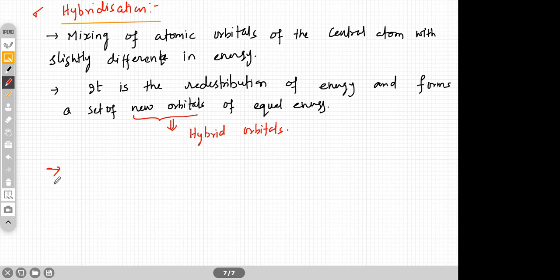So what is the use of hybridization here? What happens in hybridization? We have atomic orbitals of certain different energy, but the difference in energy is not that great. Slightly different in energy. Before the bonding with another atom, like in CH4, before the bonding with hydrogen atom, the atomic orbitals of carbon combine and form a new set of orbitals, which we call hybrid orbitals or hybridized orbitals.